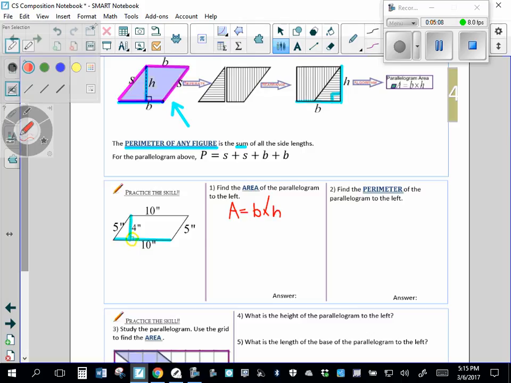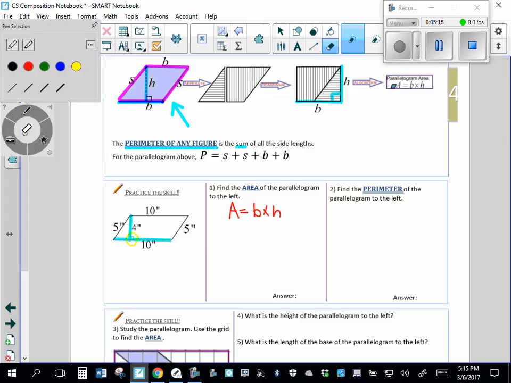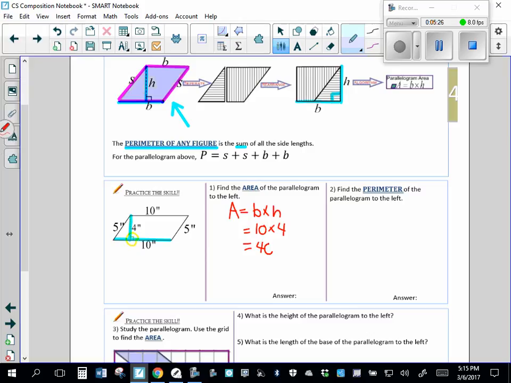Wow, that pen went a little crazy there. In looking at my highlighted values, in my picture to the left, the base is 10, and the height is 4. So when I multiply those, I have the product of 40, and since it's area, it's 40 square inches. And that's the answer. We'll just draw an arrow there.